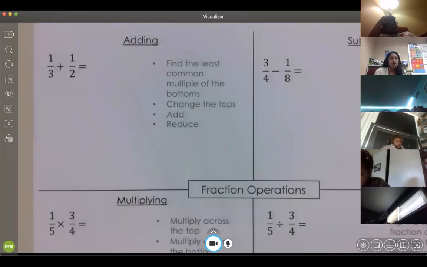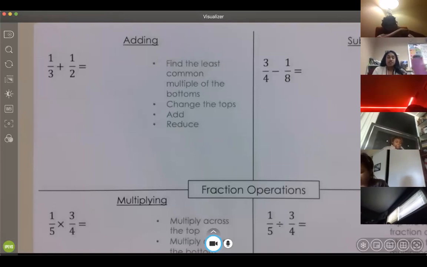So we've got 1/3 plus 1/2. So first question, look at the denominators. They're obviously not the same. You've got a 3 and you've got a 2. So you need to find the least common multiple. So what's the smallest number that both 3 and 2 go into? What do you think, Ethan? One more time. What's the smallest number that both 3 and 2 go into? 6. Exactly. Good job.